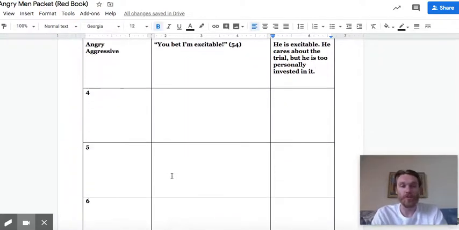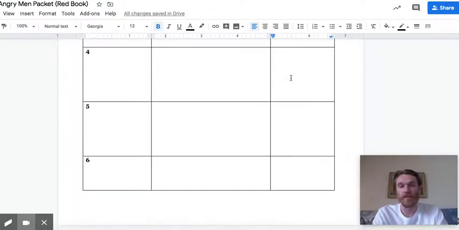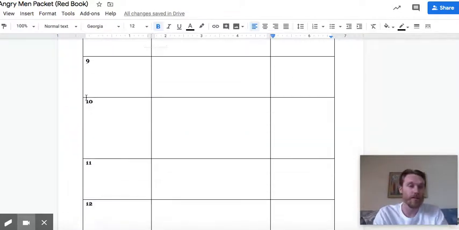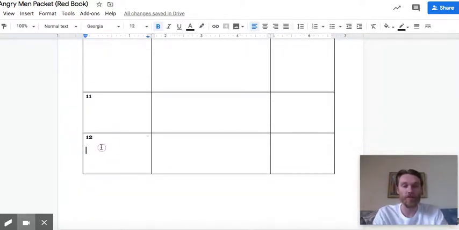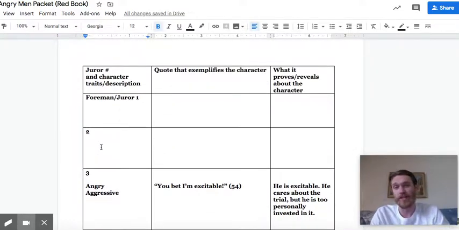So for each juror, you're going to do this: the trait, the quote for that juror with a citation, and then what does that reveal? What does that tell us about the character? All the way through juror 12. You want to have this handy as we read, because that will make it a lot easier to jot down a quote when you see it and what it reveals, what it proves about the character.